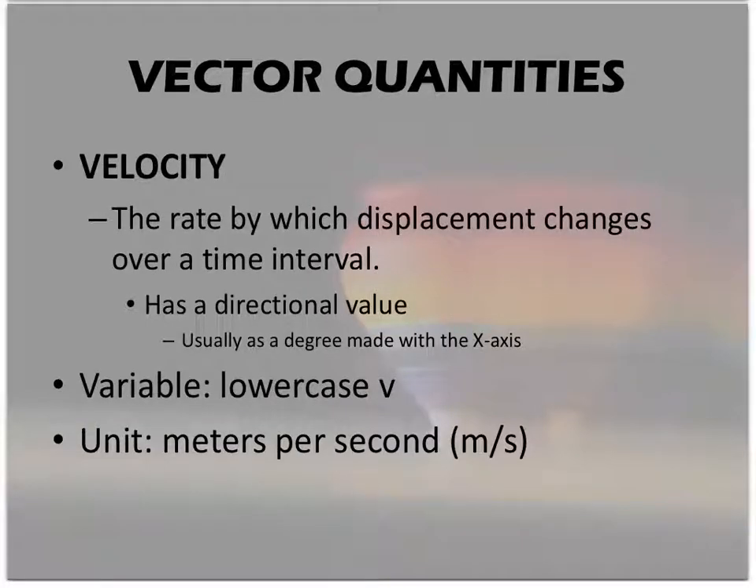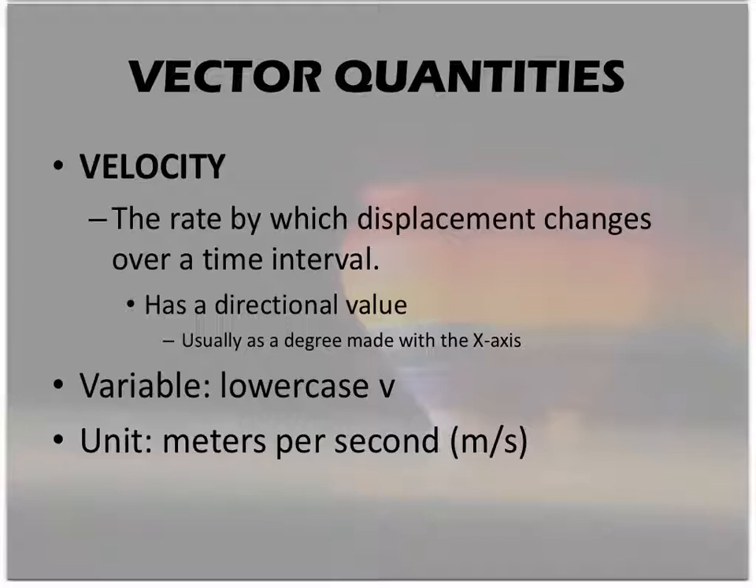Another vector quantity that we use, velocity, is the rate at which this displacement is changing over a time interval. You'll see that many of our variables are rates at which other variables are changing. This one, for instance, is the rate at which displacement changes. It has a directional value, usually as a degree made with the x-axis. For instance, if I lay out a path on a piece of paper, I can define 30 degrees from the x-axis as the direction I'm traveling. If I was to do this on a map, I would use latitude and longitude.